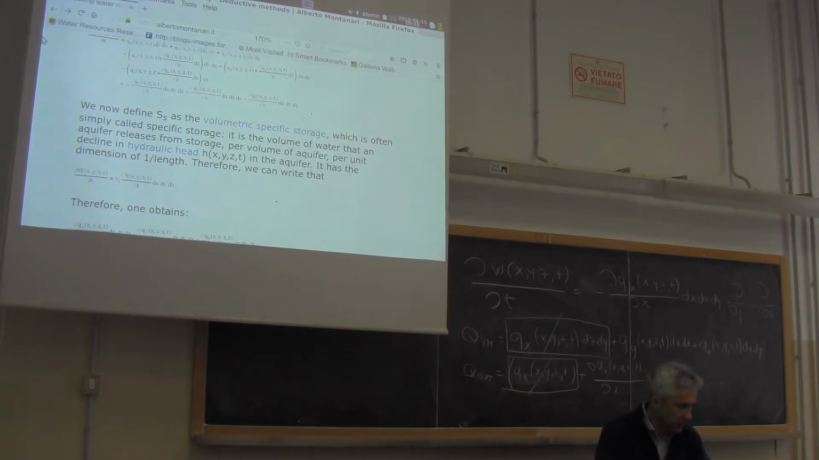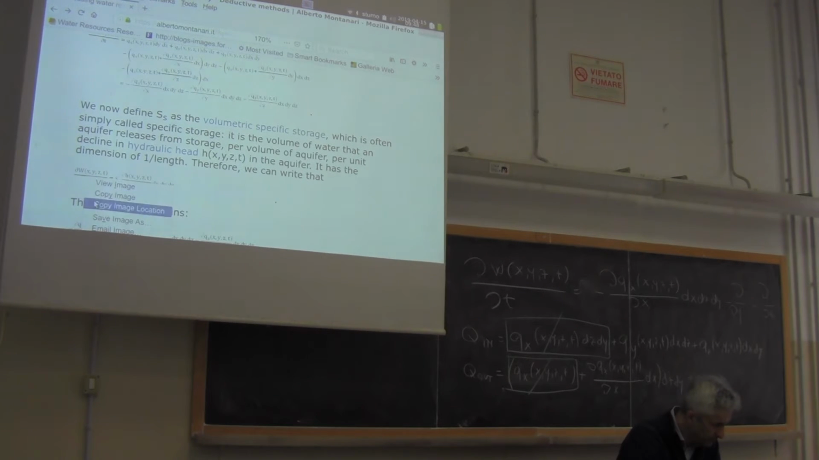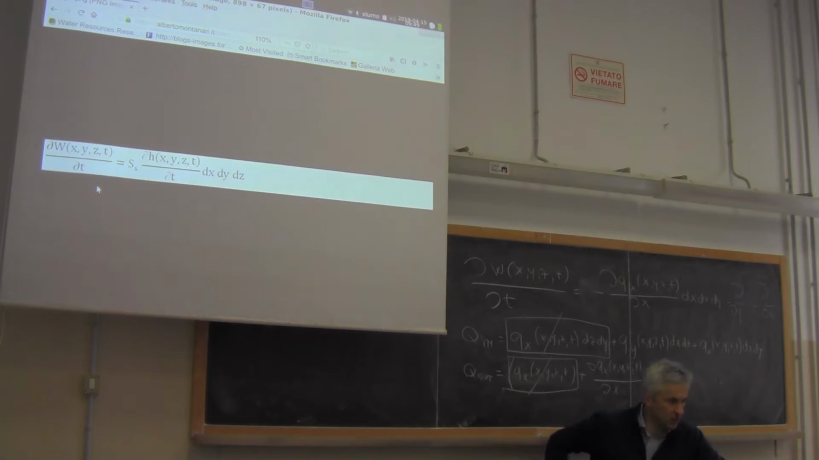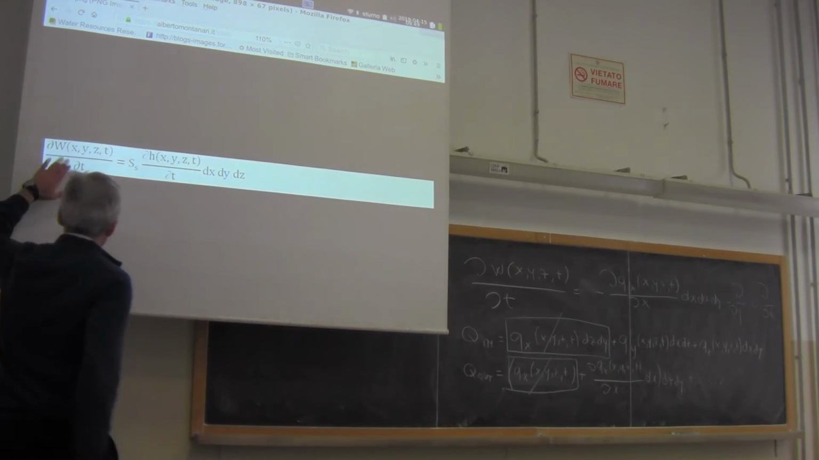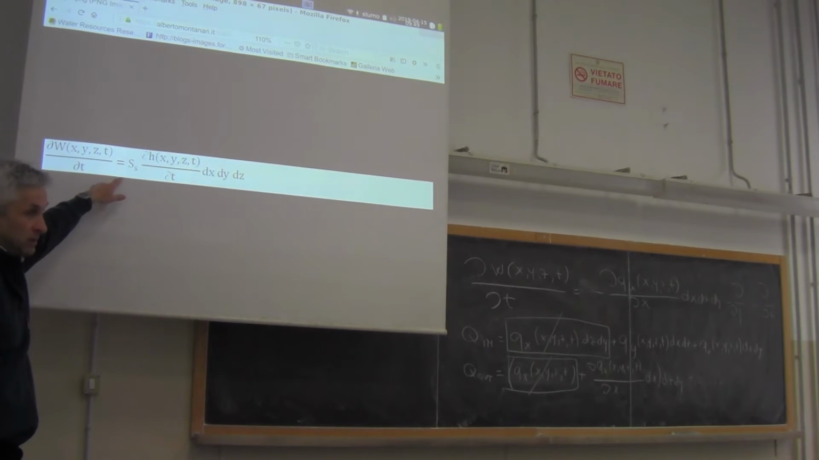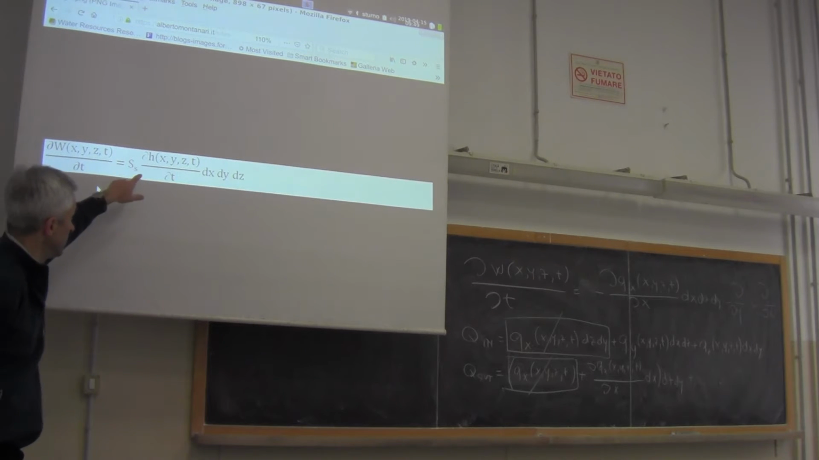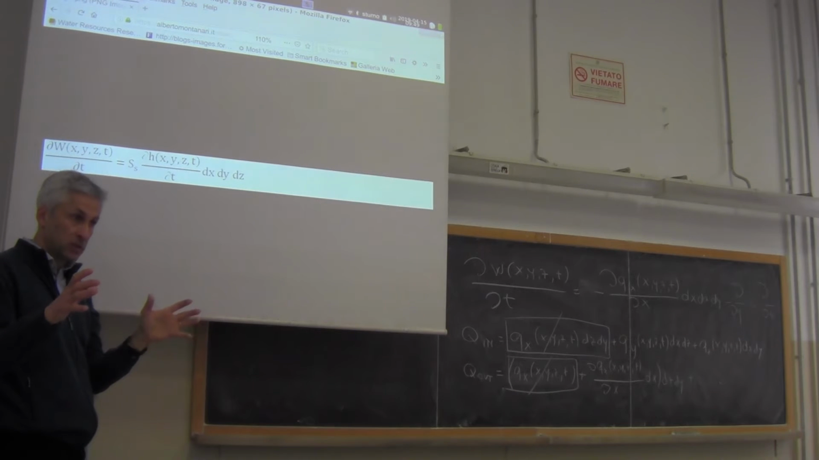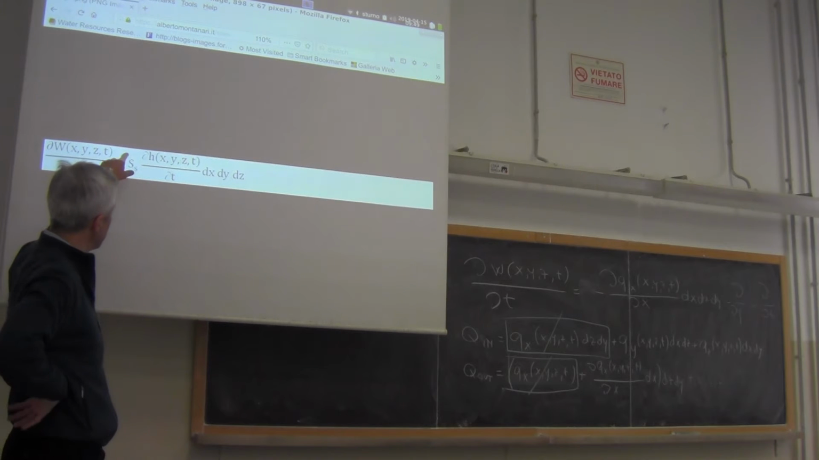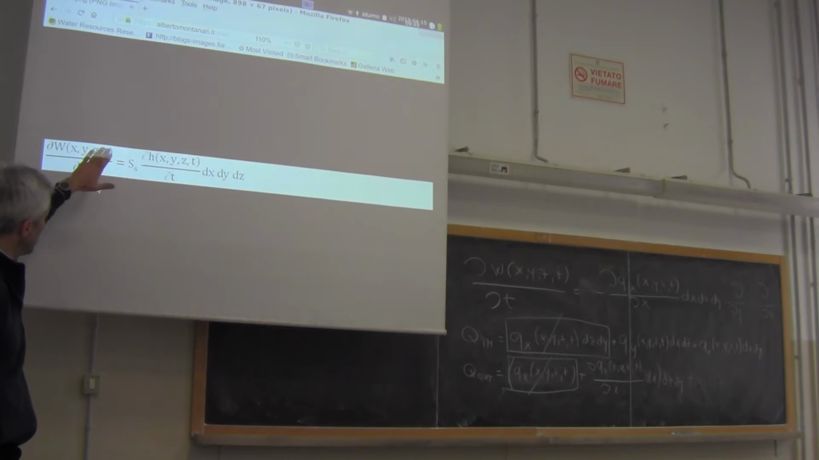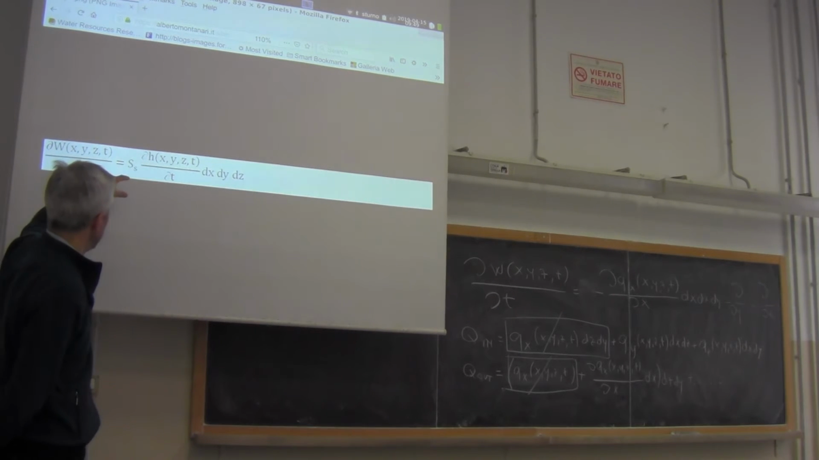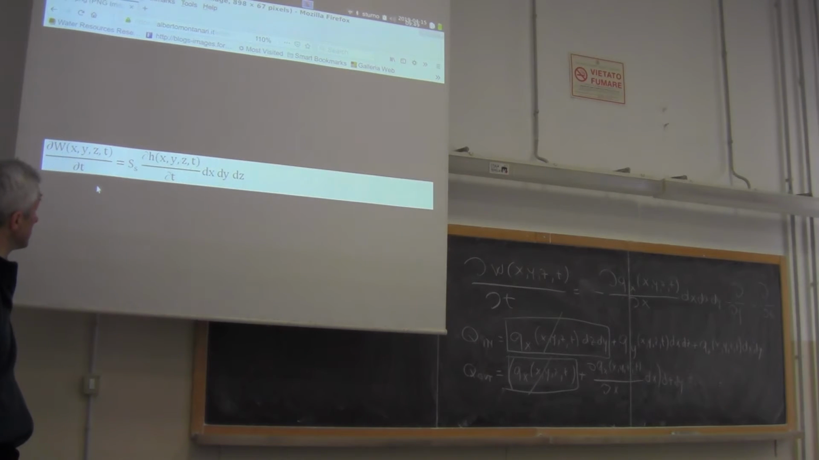If we identify this volumetric specific storage, we can rewrite our mass balance equation in this form. Again, the change of volume with respect to time is given by the volumetric specific storage times the unit volume, because remember that storage is water released per unit volume, times the change in time of the head. The specific storage multiplied by a volume multiplied by a change of the head is precisely a volume. And given that the change of the head is given in time, what I obtain at the right-hand side of the equation is precisely a change of volume in time. So it can be rewritten in this way.